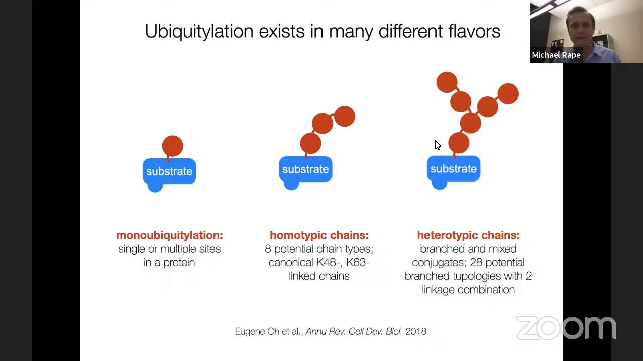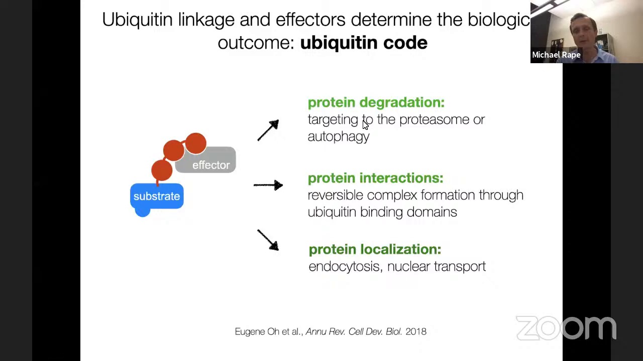Now, the functions that can be elicited by this depend on the effector. Often it's associated with protein degradation, either through the proteasome or through the autophagy pathway, which, if it's substrate specific, is often dependent on ubiquitin. But you can also change protein interactions, alter protein localization, affect the solubility of a protein, or affect its catalytic activity. So it's really a very precise way of altering the behavior of a modified substrate protein.